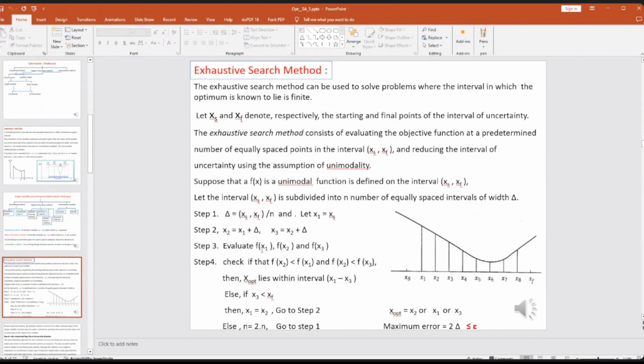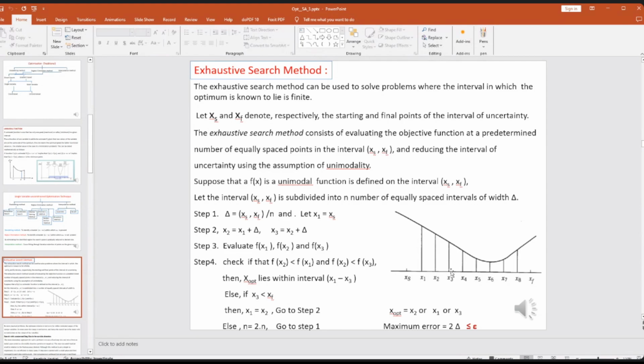Portion once? Suppose we are checking 3 successive points, fx1, fx2, fx3, the function values. Now if this condition is simultaneously satisfied, that fx2 is less than fx1 and fx2 is less than fx3, that means the value of the function at the middle point is less than the left side and less than the right side. In that case, we can say that the minima of this function must lie between the left point and the right point, x1 to x3.